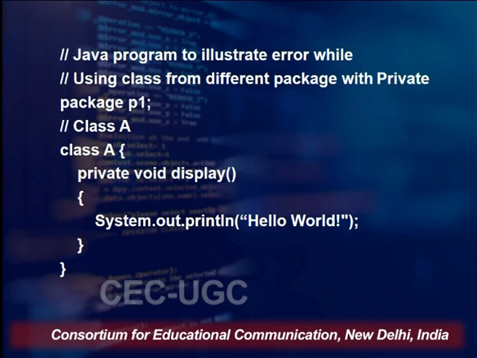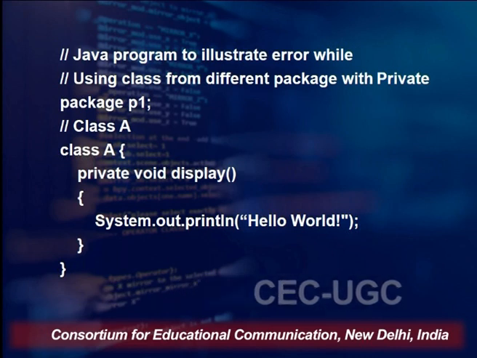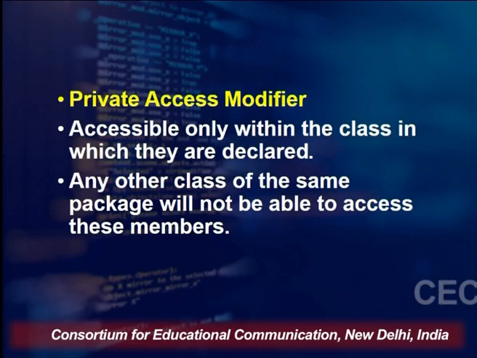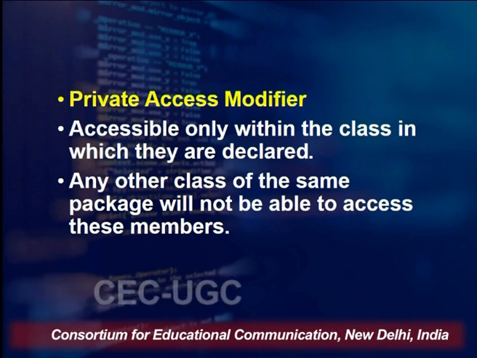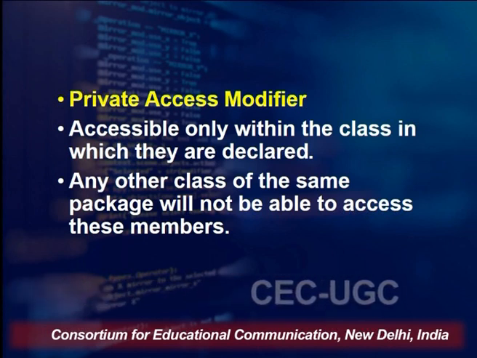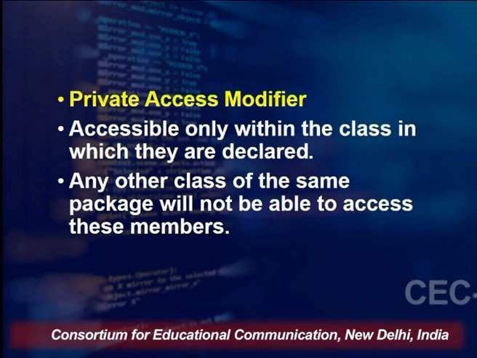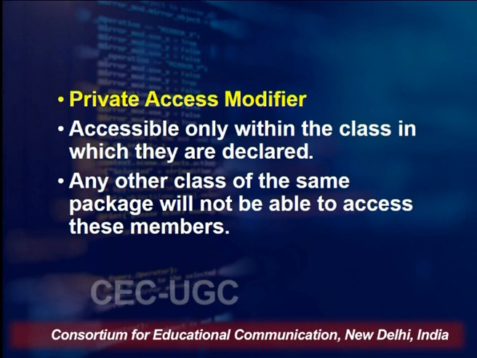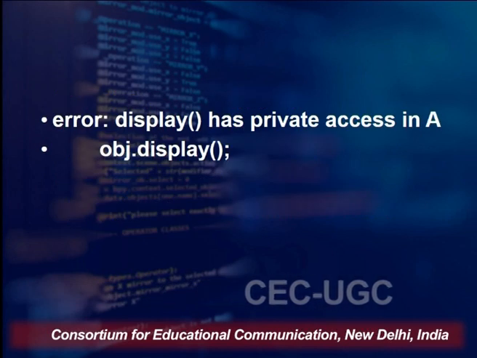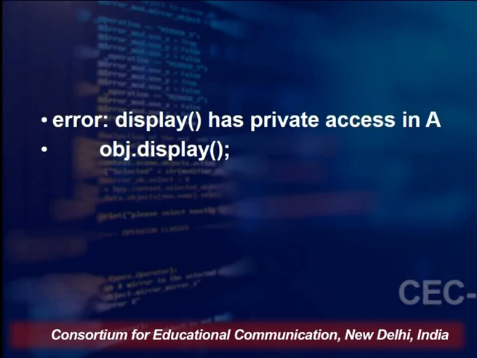So I can say that private methods, or private elements, cannot be accessed even by any other class within the same package. And this display will say it has private access in A, and this error will be displayed, and you will not be able to access it.